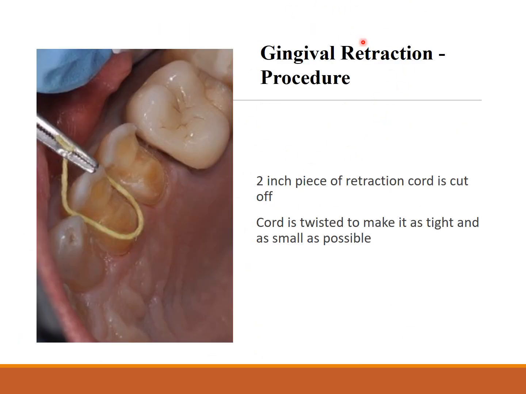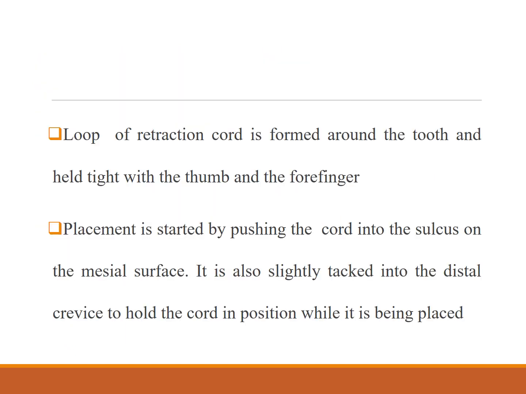Coming to the gingival retraction procedure. A 2-inch piece of retraction cord is cut off and twisted and made as tight and as small as possible. A loop of retraction cord is formed around the tooth and held tightly with the thumb and forefinger pressure.